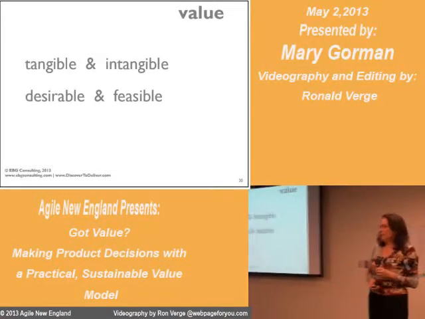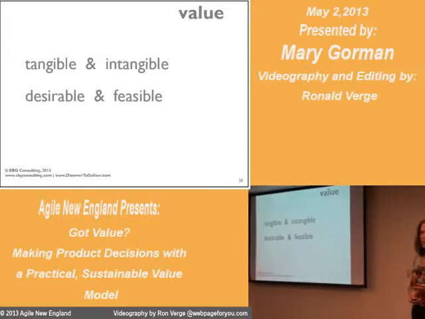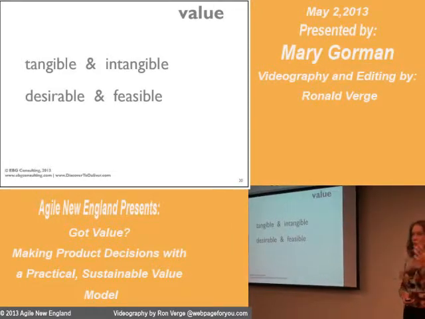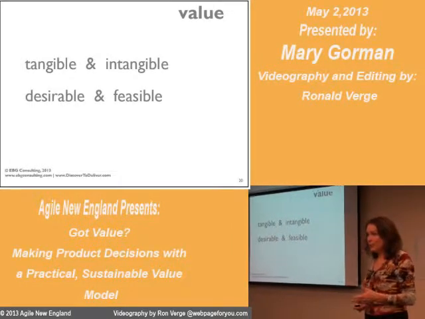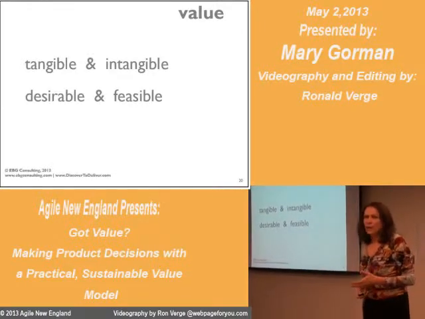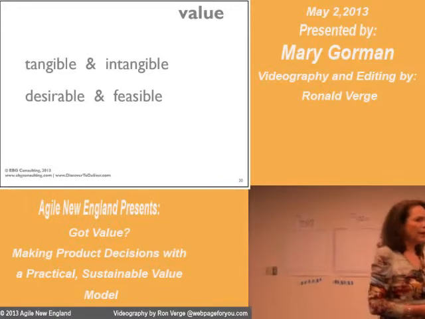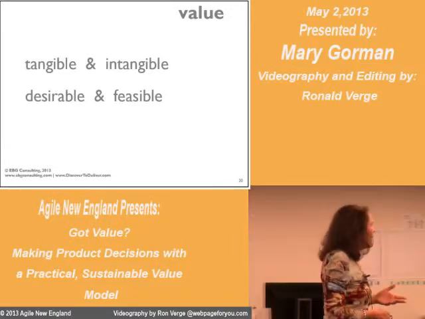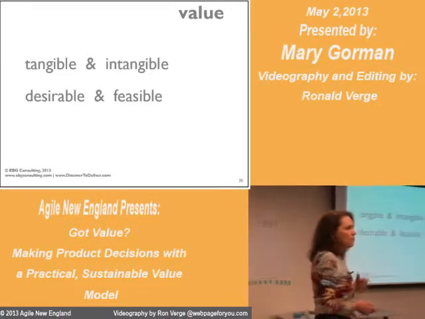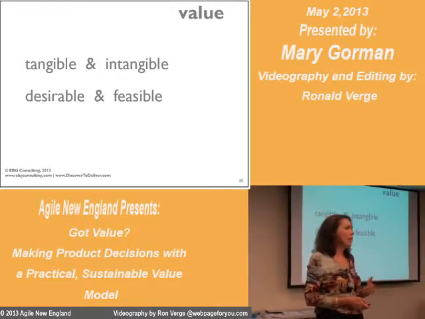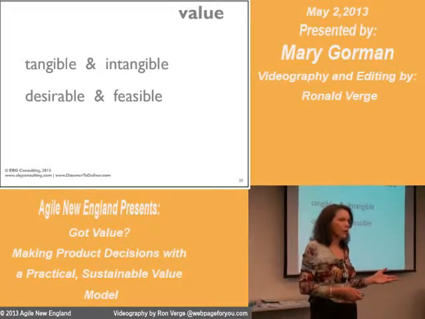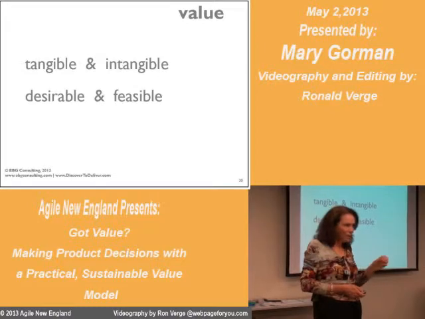Then when we think about value, there is desirable value. Desirable, meaning that people would actually want to use this product. They would find it appealing. And then there's feasibility. When we think about the feasibility of a product and the value it provides, is it feasible for us to build this product based upon certain constraints? So value is multifaceted.